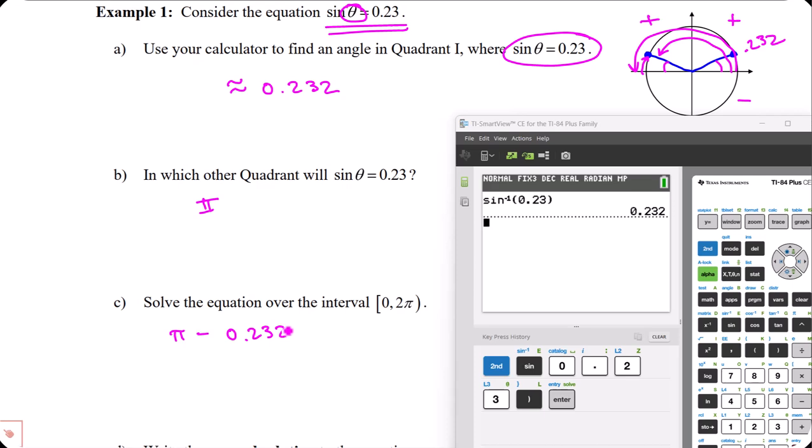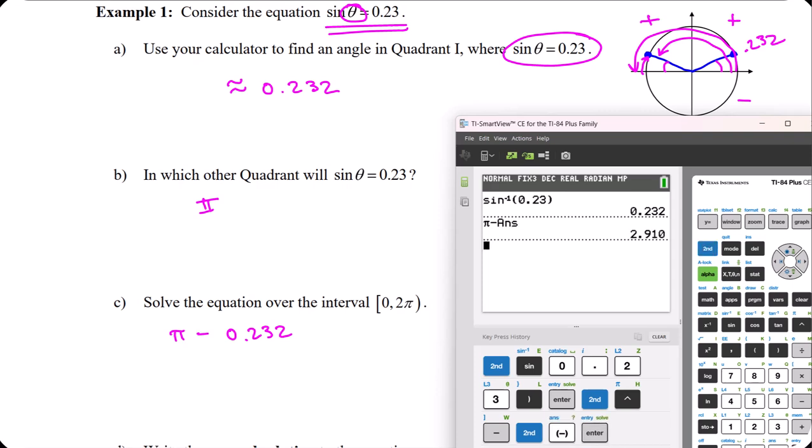Here's what we can do. We can do second pi and then subtract. And if you notice, 0.232 is the most recent answer. So I can do second, and down here above the negative sign is A and S, most recent answer. If I press enter, it won't only just subtract the 0.232, it'll actually subtract all of the decimal numbers that are part of that, and then round after that. And so our rounded answer is about 2.910.